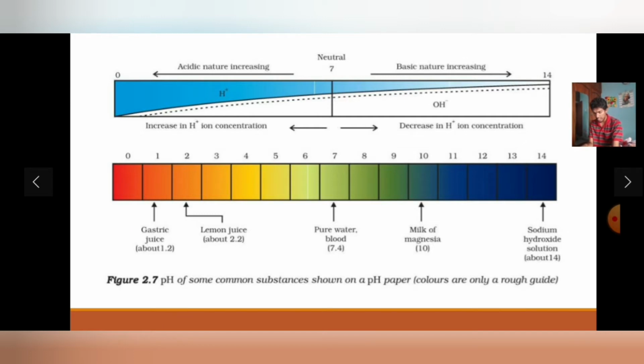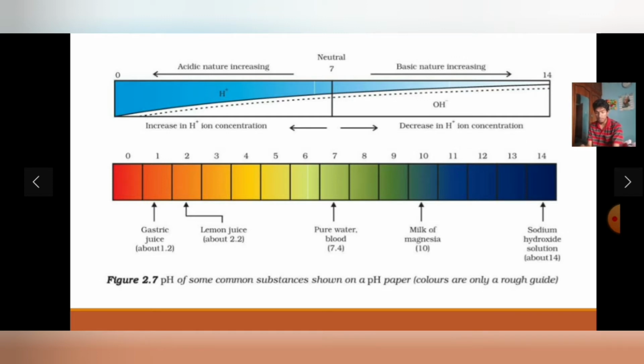Now the next one we can see is pure water and blood. Pure water is neutral, it's neither acidic nor basic. You drink water every day, right? Does it taste bitter or does it taste sour to you? No, because it is neutral. Similarly, blood is also neutral. Don't try to drink blood and check whether it is acidic or basic, okay. So blood is also neutral.